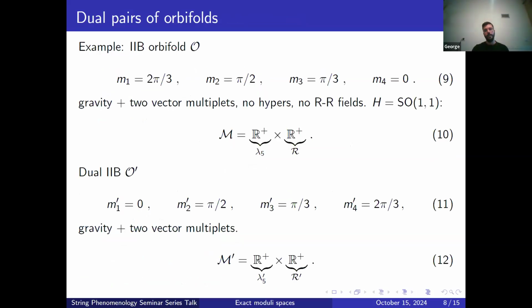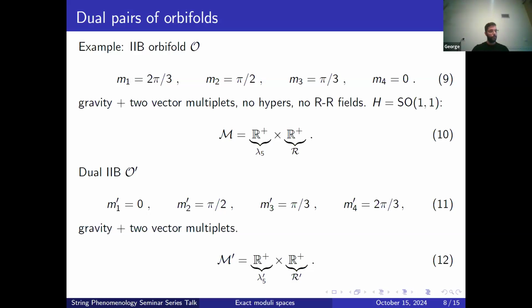Now, to give explicit examples of these models, we start here with a type 2B orbifold, which I denote by O, which is characterized by the parameters given in equation 9. You can check that these parameters satisfy all the previous conditions that I showed for no massless hypers and no massless Ramond-Ramond fields. So this orbifold's massless spectrum consists only of the gravity multiplet and two vector multiplets.